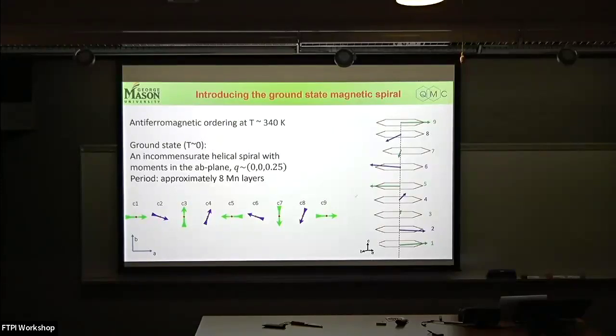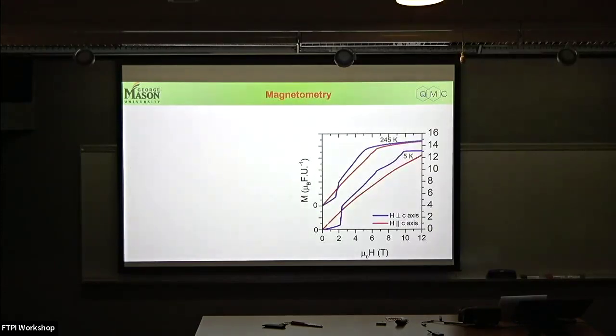So this is an incommensurate helical spiral, which is actually quite close to commensurability, but not exactly. It's not exactly 0.25. This is experimental data. If you apply magnetic field, particularly at low temperature, you can see one discrete transition and one subtle transition, and then it saturates. And this is the spin flop transition that I described into the cycloidal spiral.